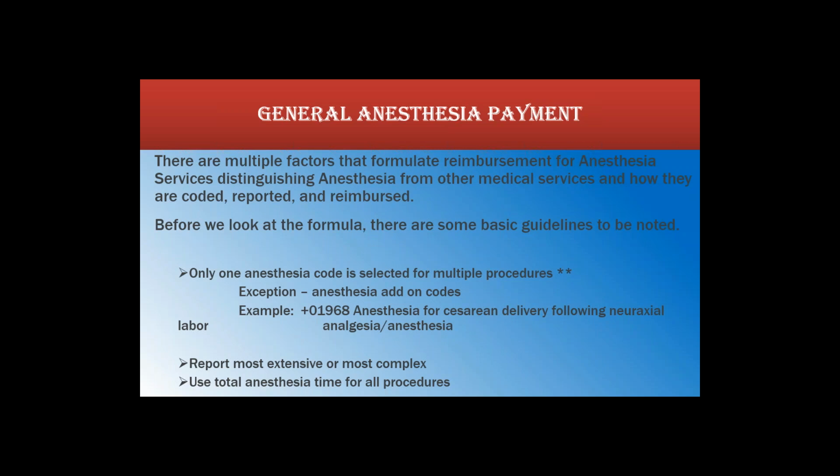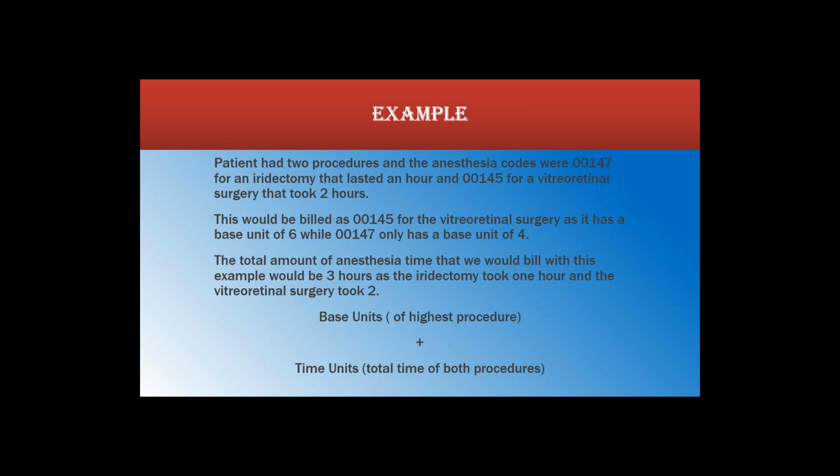Report the most extensive or most complex and use a total anesthesia time for all procedures. An example of this would be if a patient had two procedures and the anesthesia codes were 00147 for an iridectomy that lasted an hour and 00145 for a vitreoretinal surgery that took 2 hours. This would be billed as 00145 for the vitreoretinal surgery, as it has a base unit of 6, while 00147 for the iridectomy only has the base unit of 4.